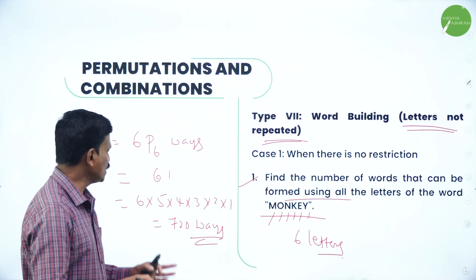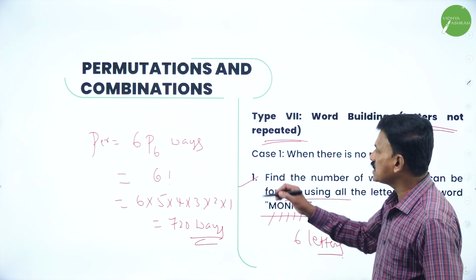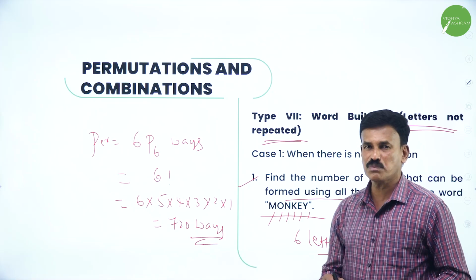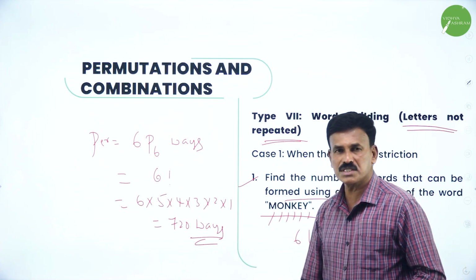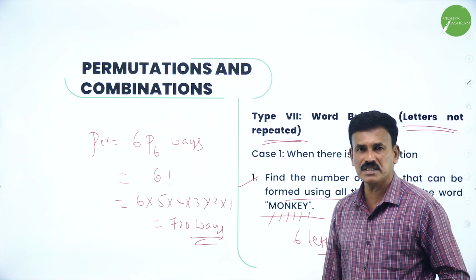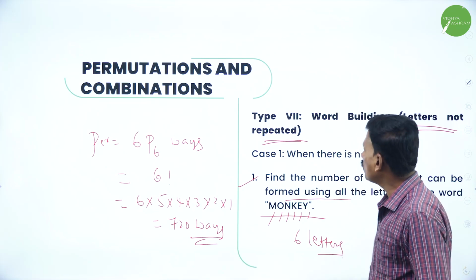That's it. So here all the 6 letters can be arranged in 6P6 ways, that is 6 factorial, which is 6 into 5 into 4 into 3 into 2 into 1, equal to 720. That's it. Very simple for 2 marks. Now let us move on to the next problem.